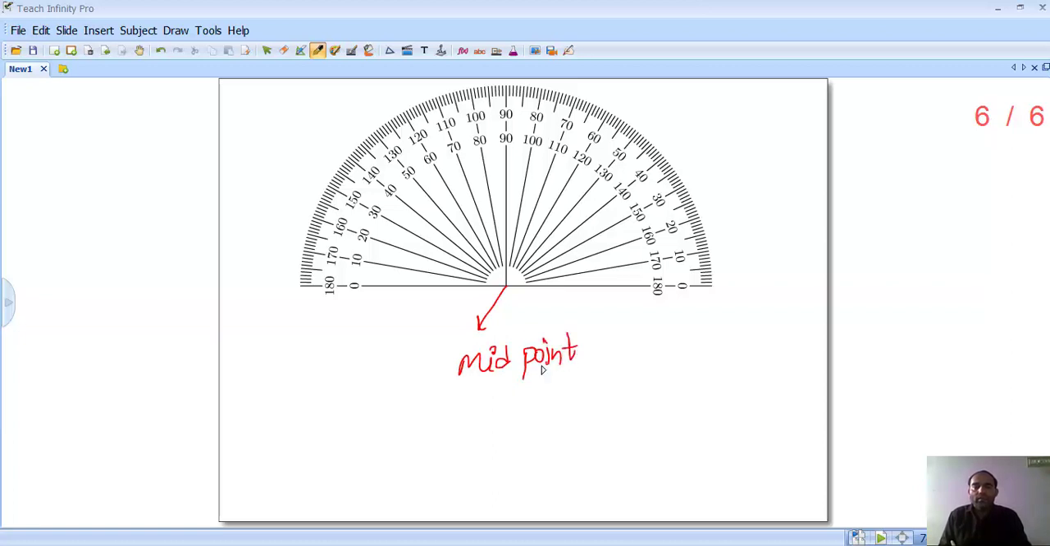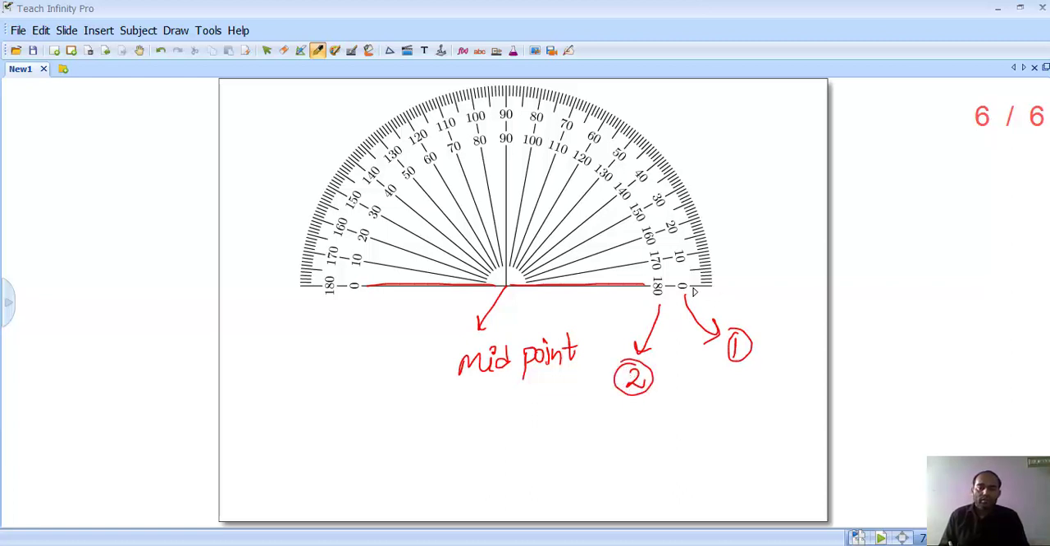Okay, which one is the zero line? This one is the zero line, and the other one, this one is also a zero line. Now you know which one is the midpoint and which are the zero lines of the protector. Here you see two lines: this one is line 1, and this one is line 2.